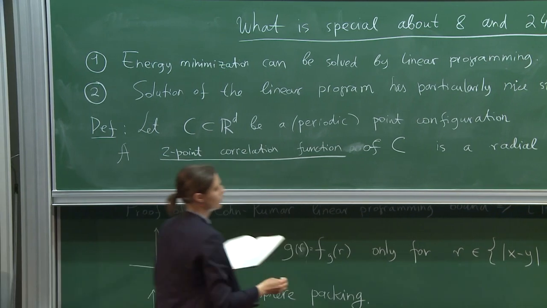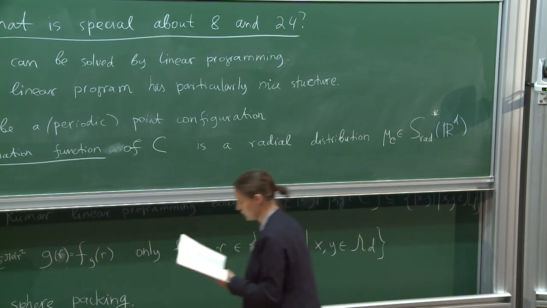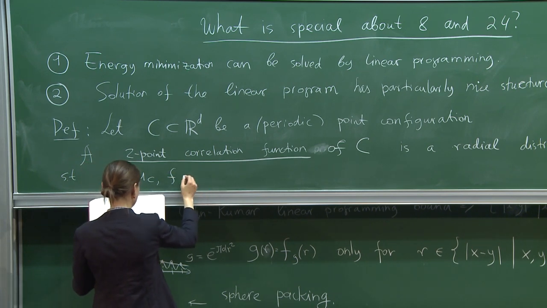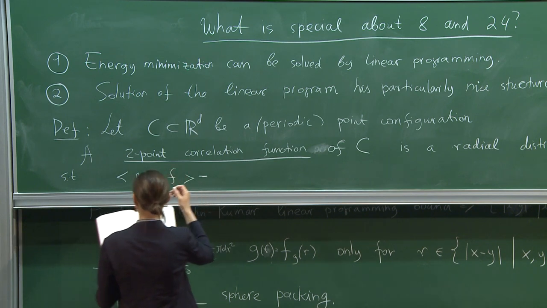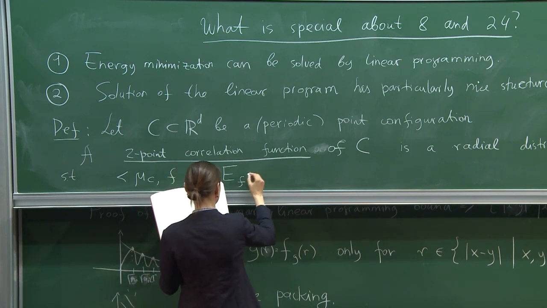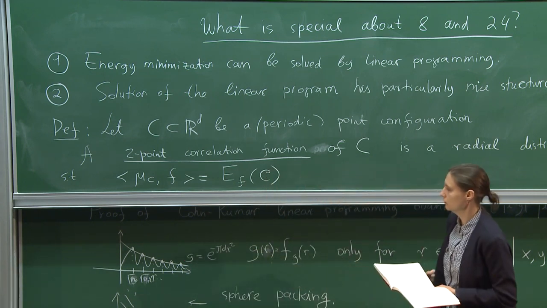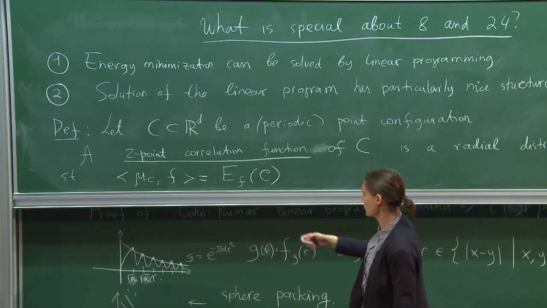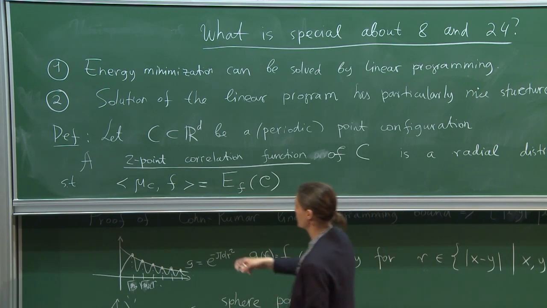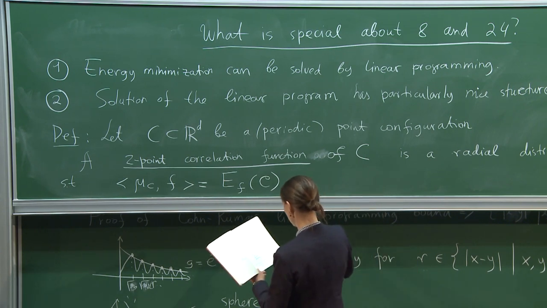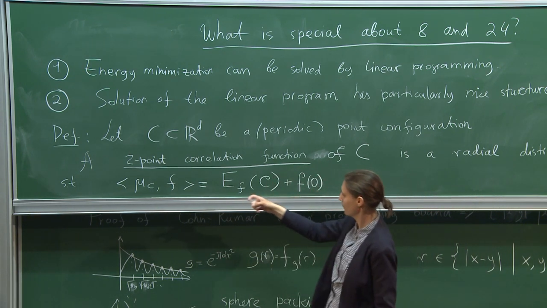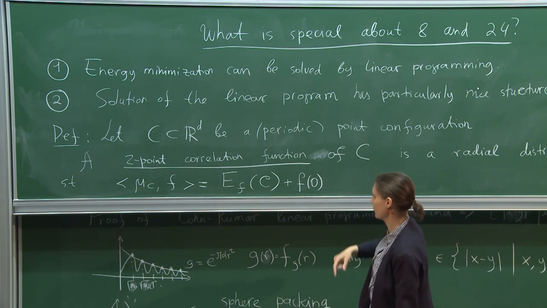We define it in the following way: mu of C is such that applying mu to any function f gives us the energy of f, the energy of configuration C. So this is a linear functional of our energy profile. If we assume that f decays fast enough, then it will be well defined. Here we also want to include zero, which we excluded from computing the self-energy of point interaction. So we include zero here.